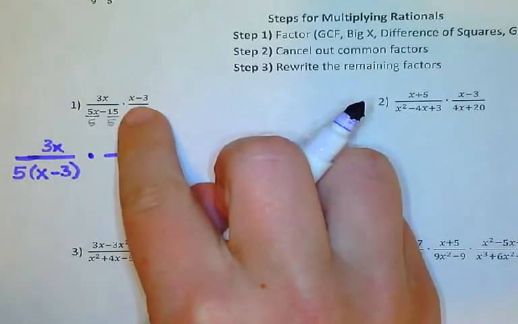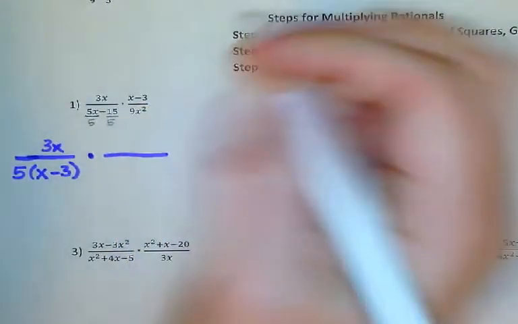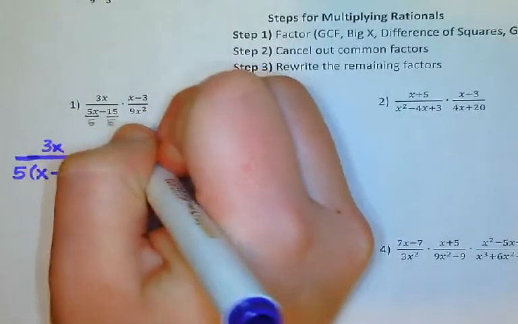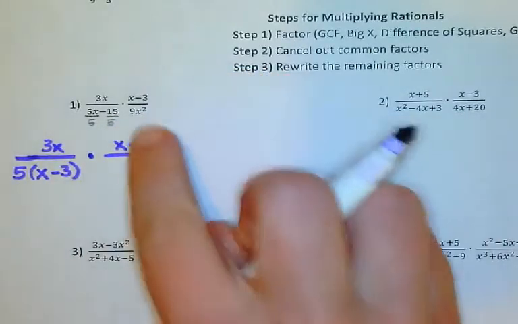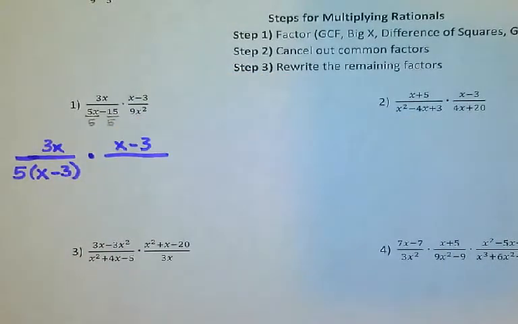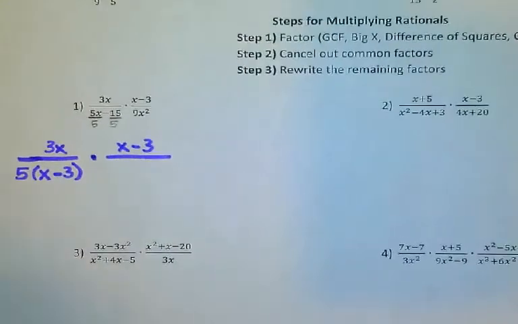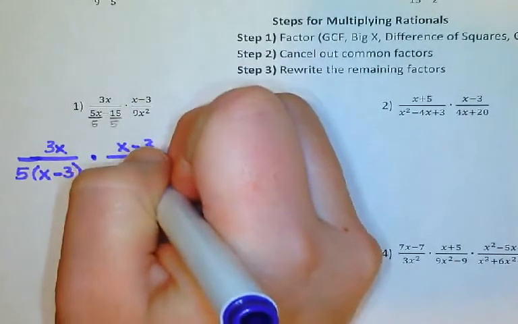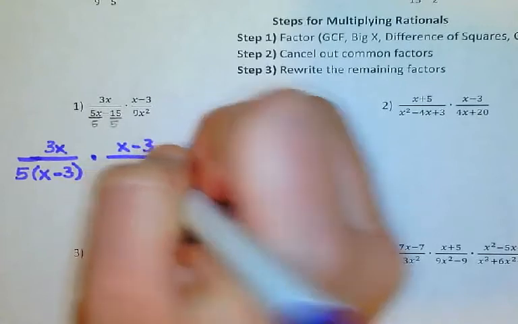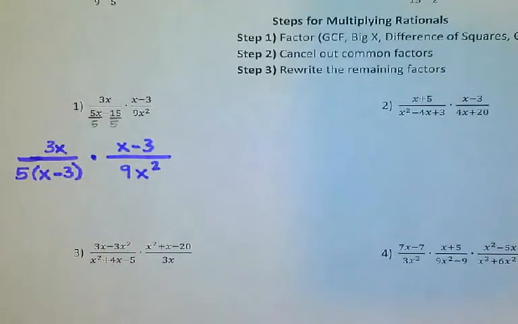X minus 3, can that be broken down? Nope, there's no GCF, we can't big X it, so x minus 3, and then 9x squared. That also cannot be broken down, it's just one single term. So we've got 9x squared. Now what we do is we look to see if anything can cancel out, meaning that we have something on top that is identical to something on the bottom. Or maybe the factors can be identical.